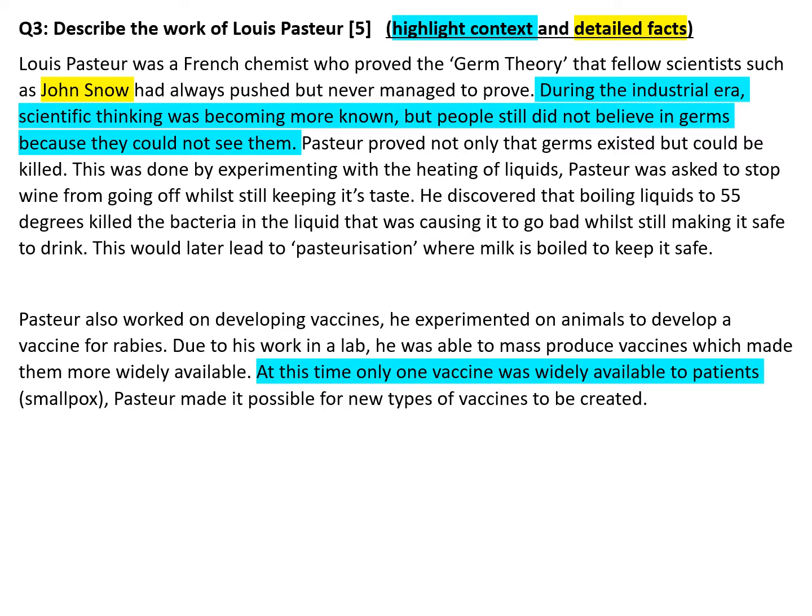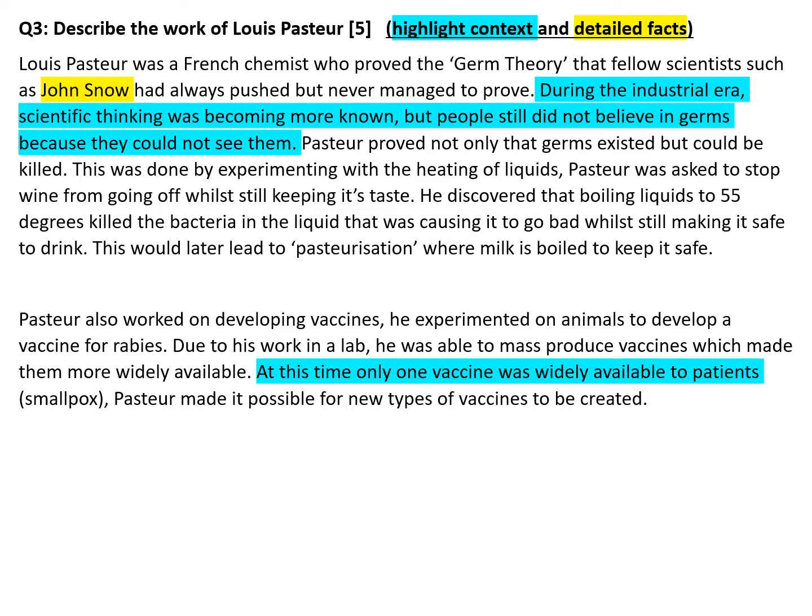What did Pasteur do? Pasteur proved not only that germs existed but could be killed. This was done by experimenting with the heating of liquids. Pasteur was asked to stop wine from going off whilst keeping its taste. He discovered that boiling liquids to 55 degrees killed the bacteria in the liquid that was causing it to go bad, whilst still making it safe to drink. This would later lead to pasteurisation, where milk is boiled to keep it safe.